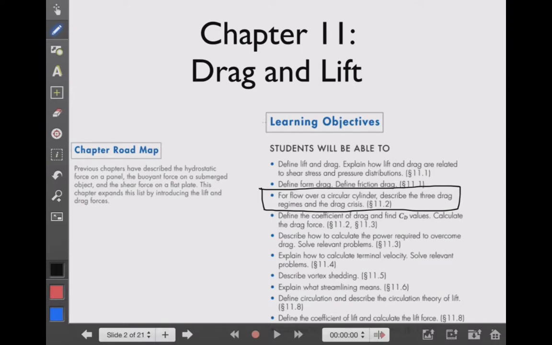And we will look at how we can use the coefficient of drag and determine it and find values of it. And then also in sections 11.2 and 11.3, we'll figure out how to calculate the drag force through examples that we'll do. So let's continue on then.